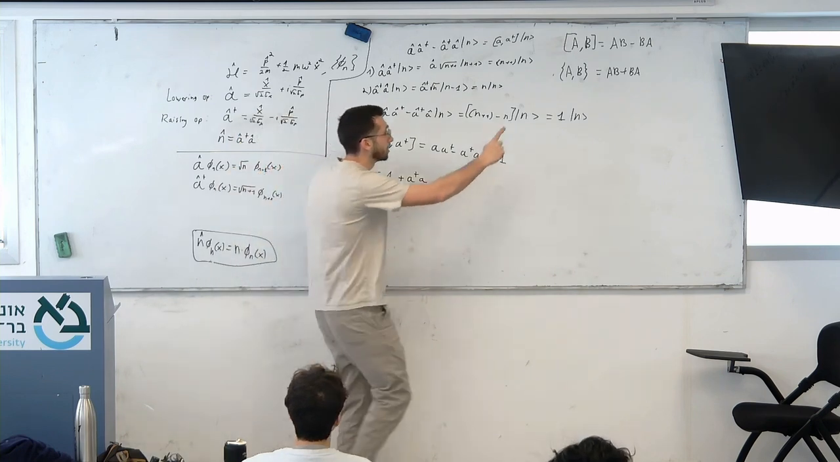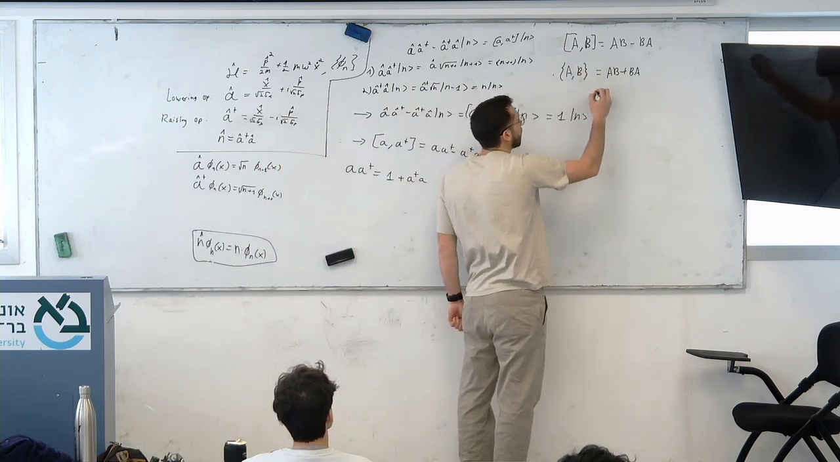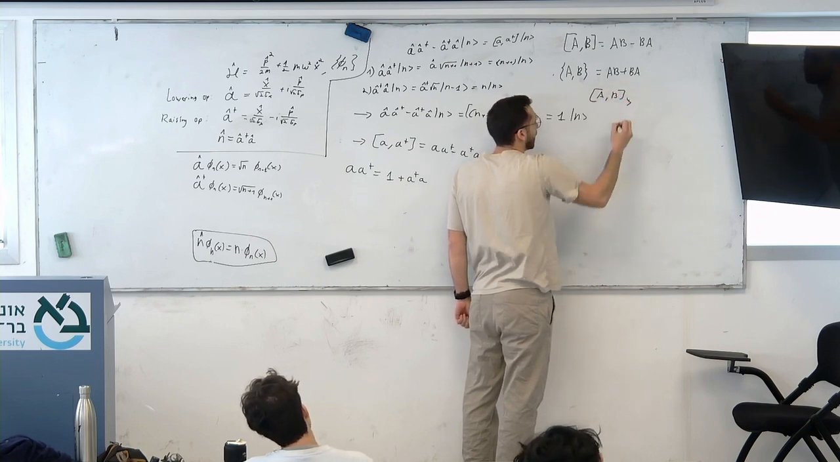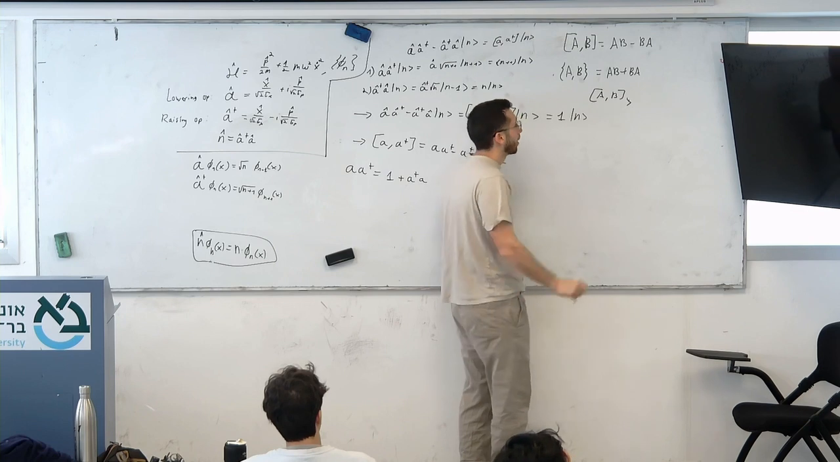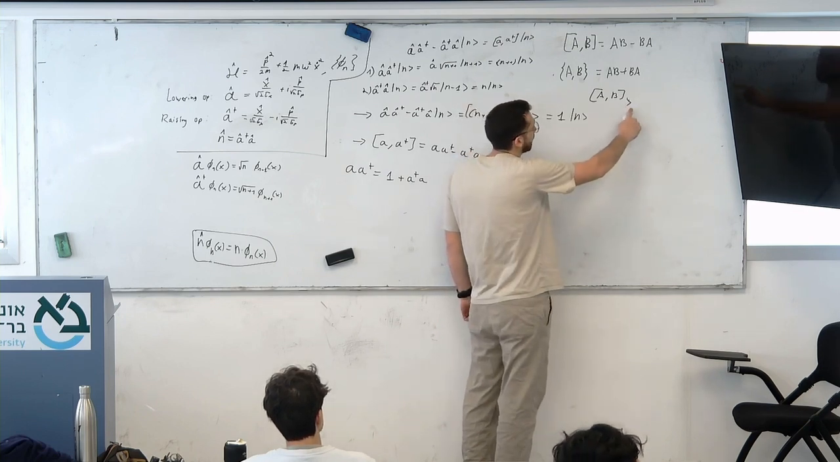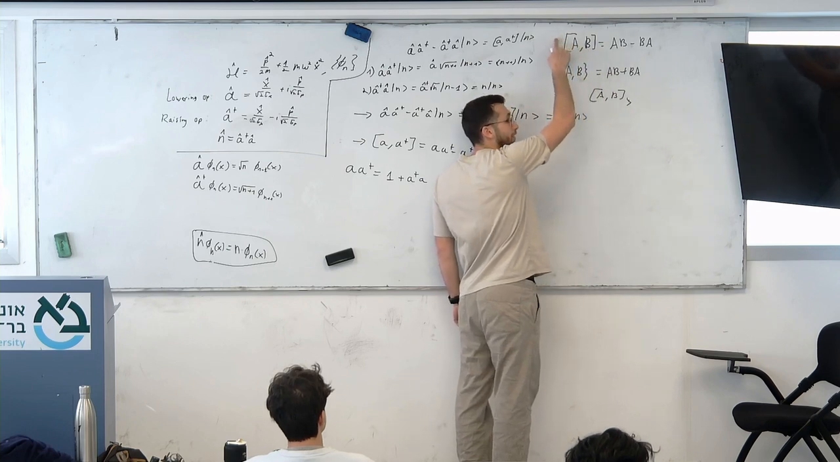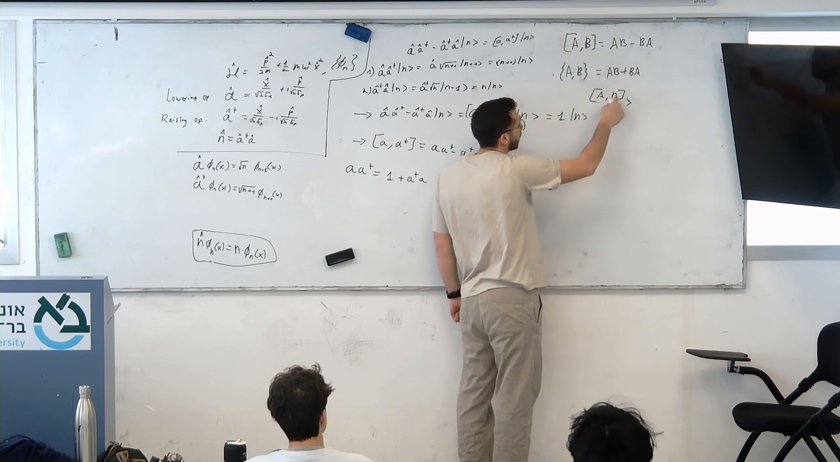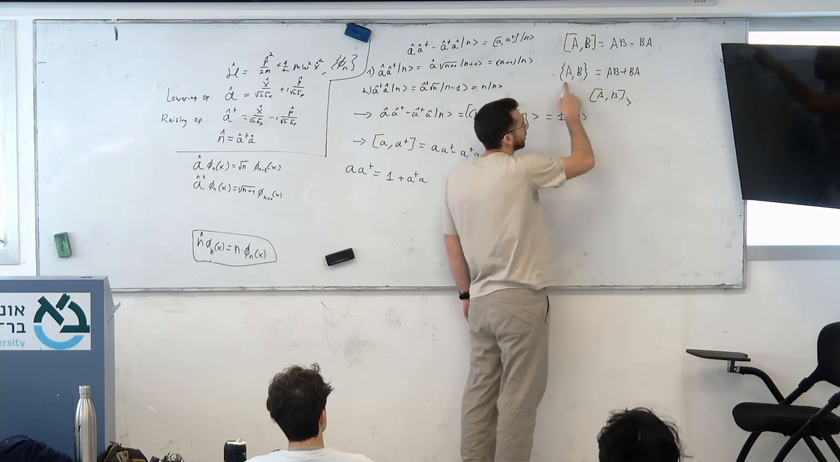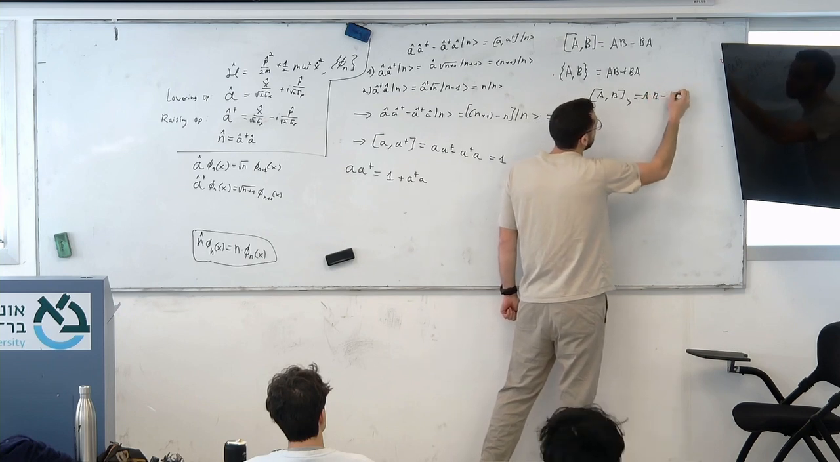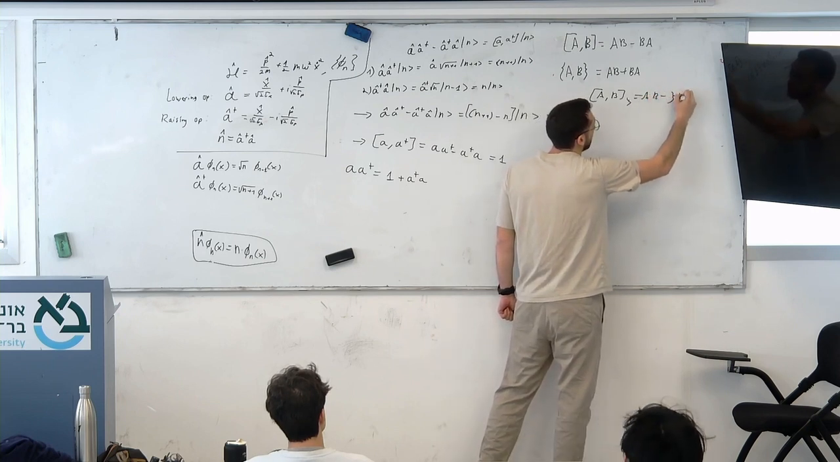Also you can see that if you write A, B, and then you add this zeta, then if zeta is plus 1, you're going to get the commutation relation, and if you have minus 1, you're going to get the anti-commutation relation, because this is basically equal to AB minus zeta BA.